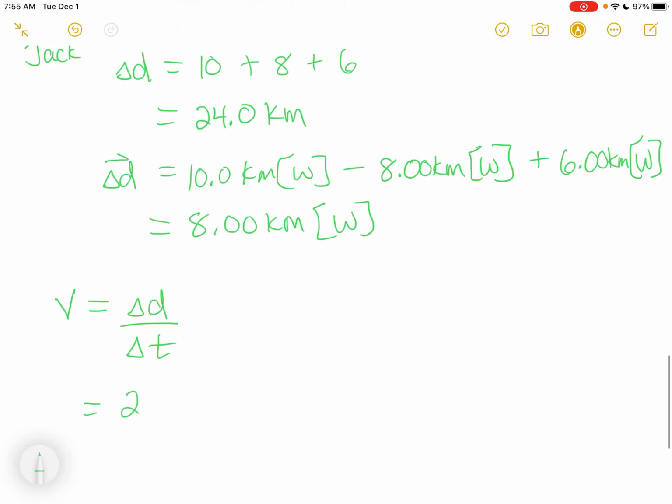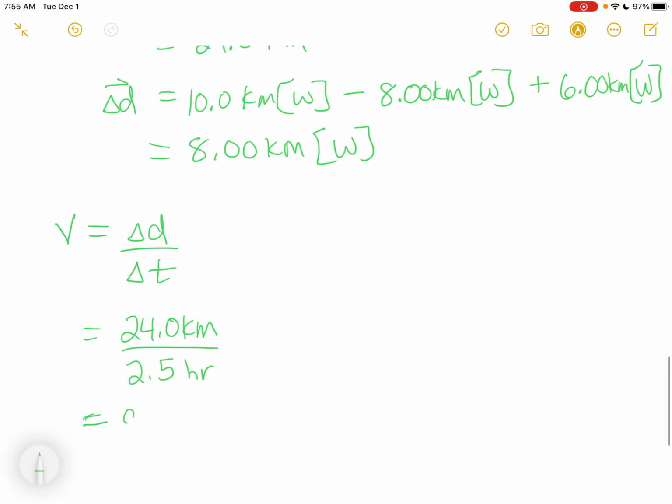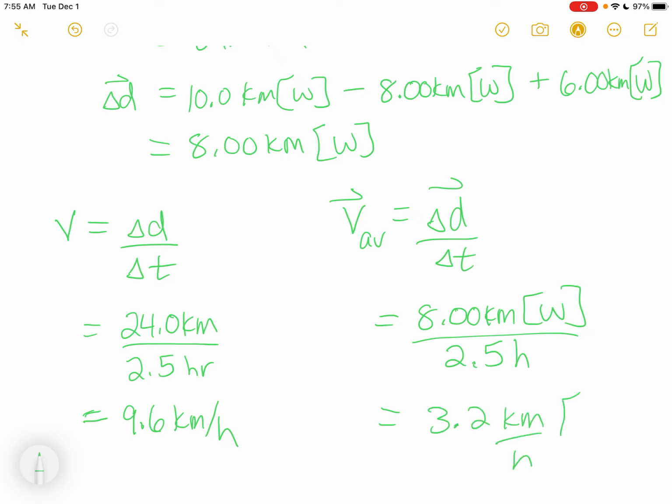Okay, to calculate Jack's speed, we're going to do his distance over time. And so the distance he traveled, we knew was 24.0 kilometers, and he did that in 2.5 hours. So that's going to give us 9.6 kilometers per hour for his speed. His velocity, we're going to calculate using our displacement over time. So his displacement was 8 kilometers to the west, and he did that in 2.5 hours. So that's going to give us a velocity of 3.2 kilometers per hour, and he's still traveling to the west.